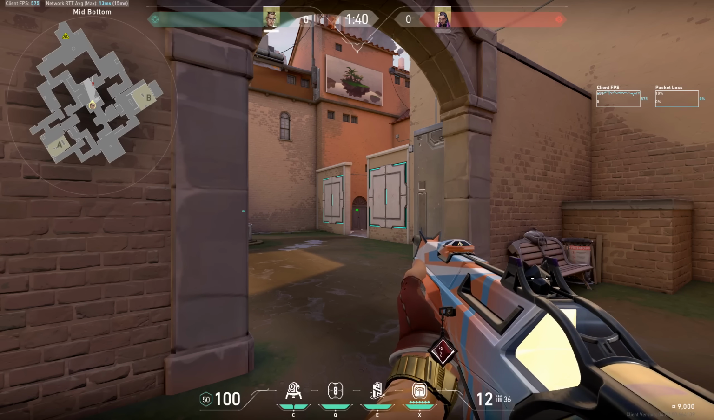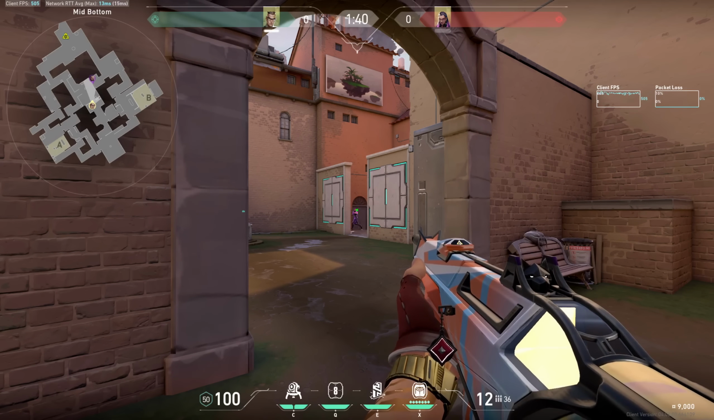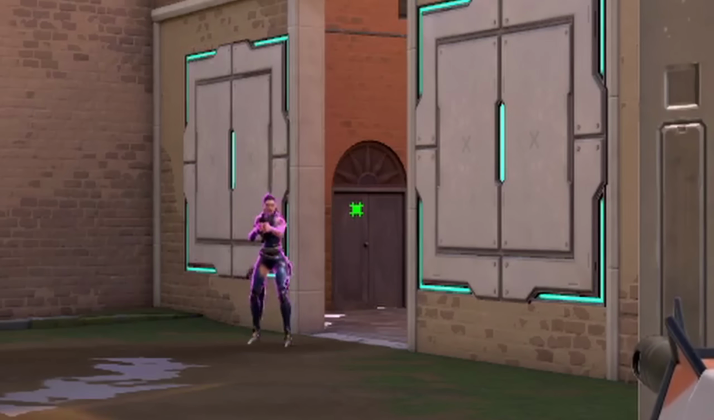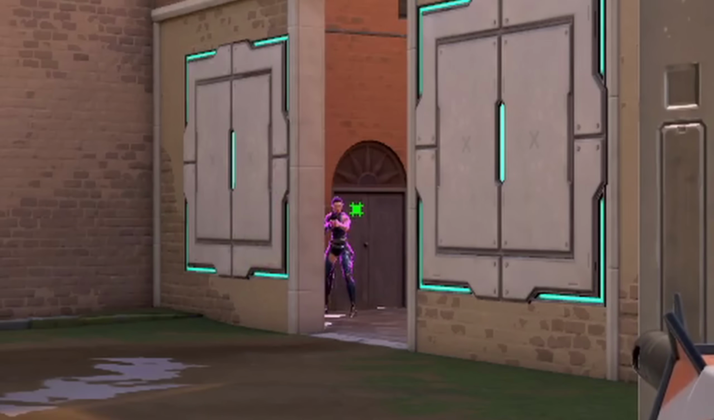A case I want to bring up is holding B Link from mid on Ascent as a defender. You have to be quite careful since they can swing into mid, which counts as a close peek, or they can swing from far back. This is an example of high variance since the correct crosshair placement can vary a lot in this situation.